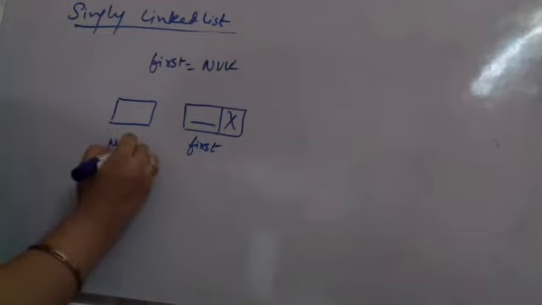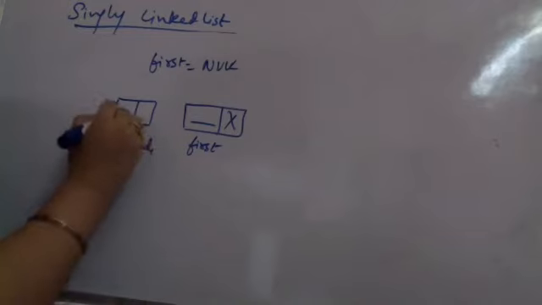If the first node is already existing and I have to insert at the beginning, then I create a new node, I store the value, I point this to the first, and now this is not the first, I make this the first node. This is the insertion at the beginning. So let us try to write the code for this.